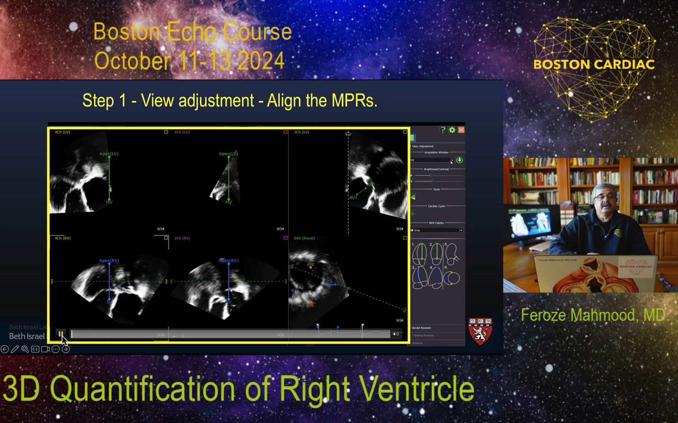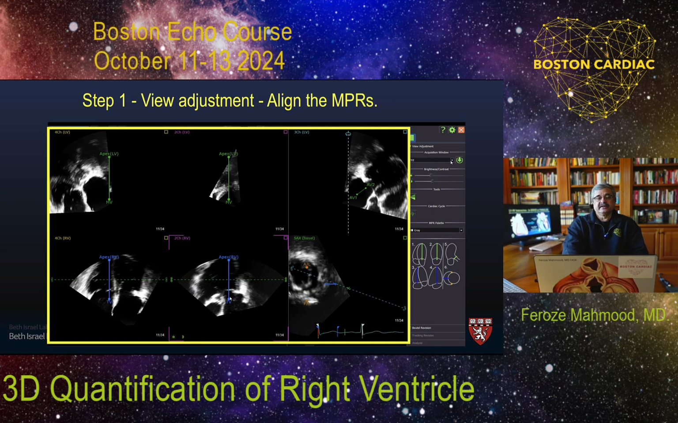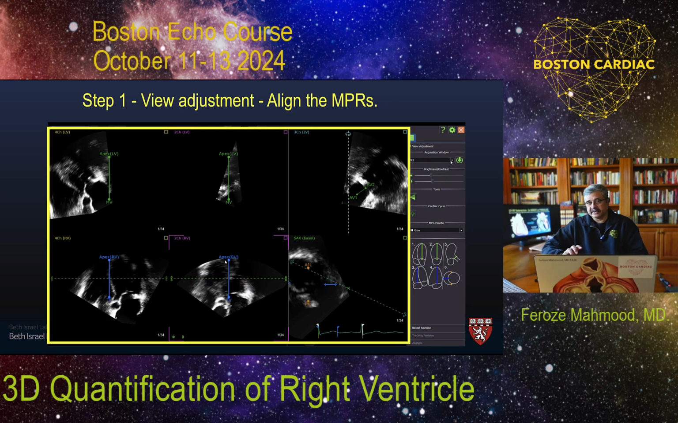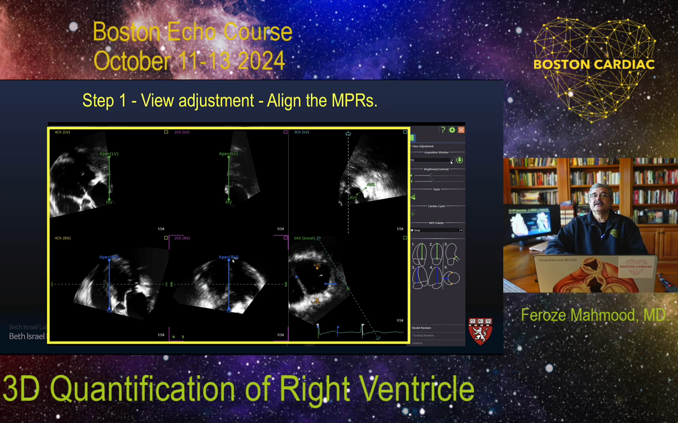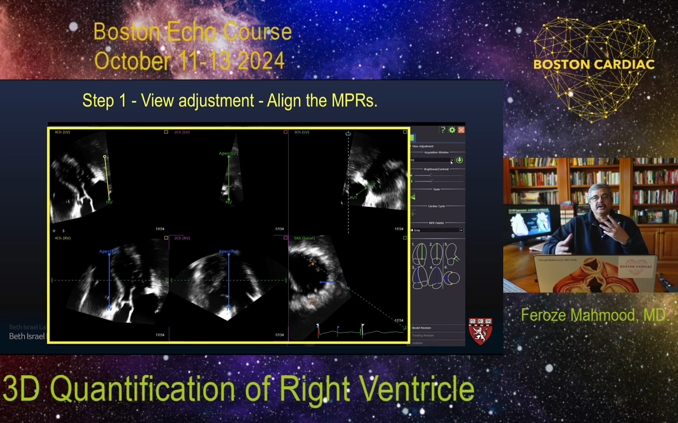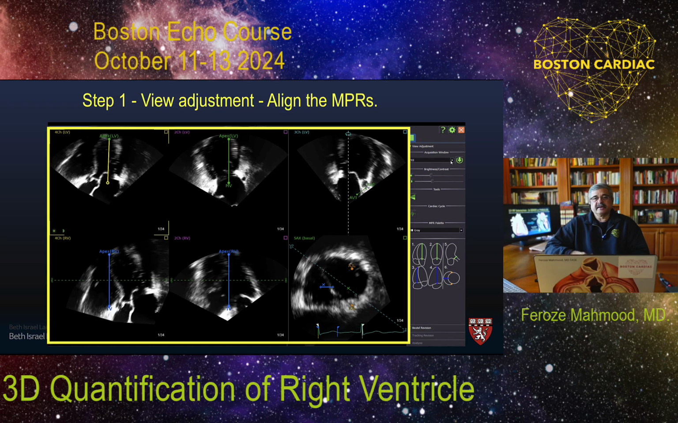Now, in this rather long video, you will see that in the top three images we are going to be aligning the mitral valve with the apex. In the lower ones, we are going to be aligning the tricuspid valve with the right ventricular apex. And it doesn't really matter in which order you do this. It corrects itself in and around all these images.